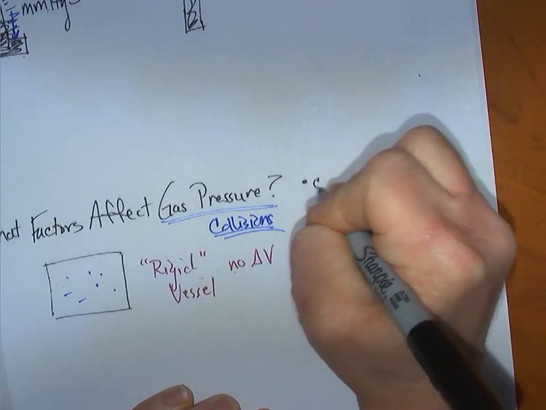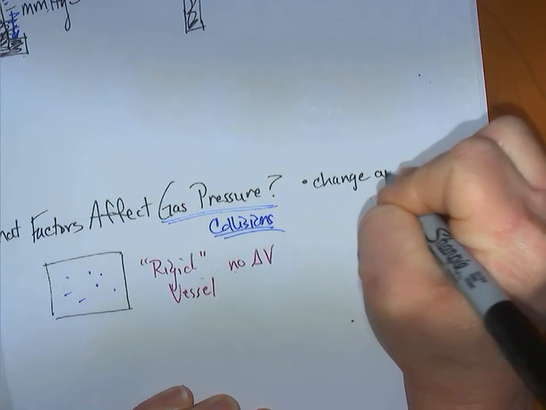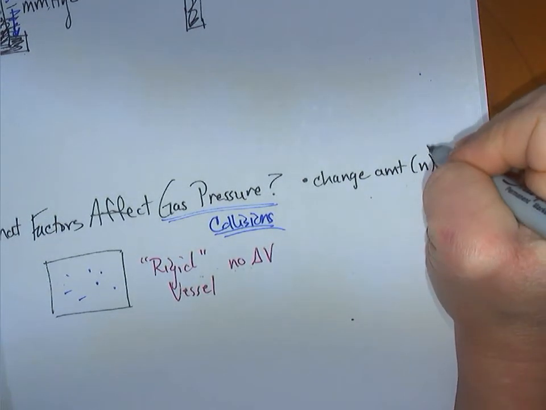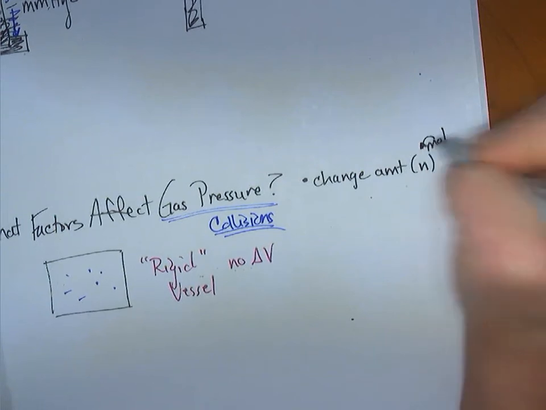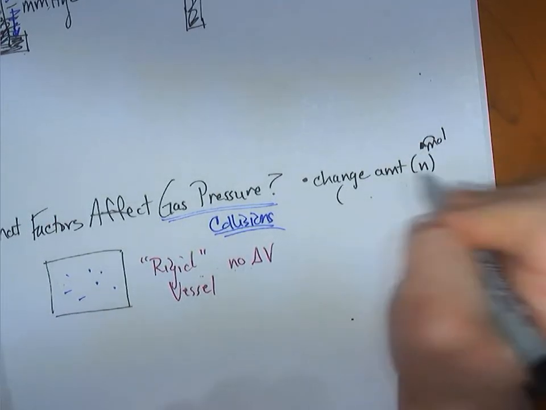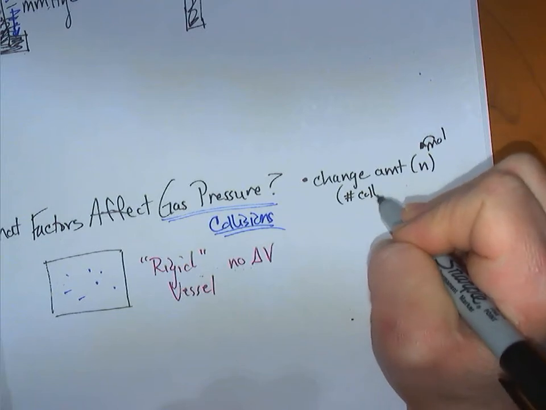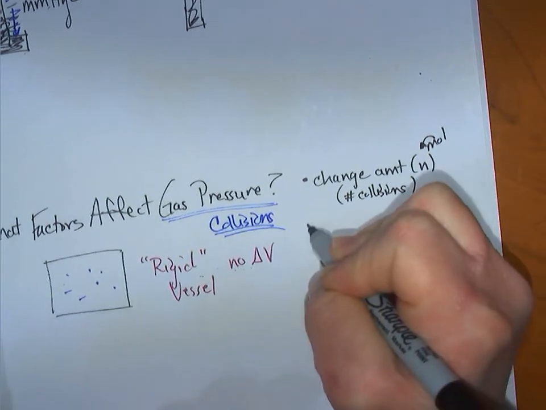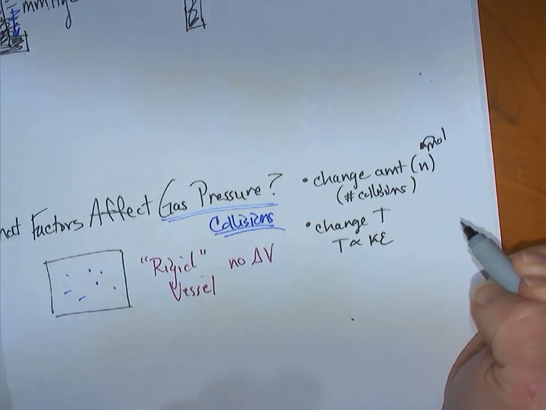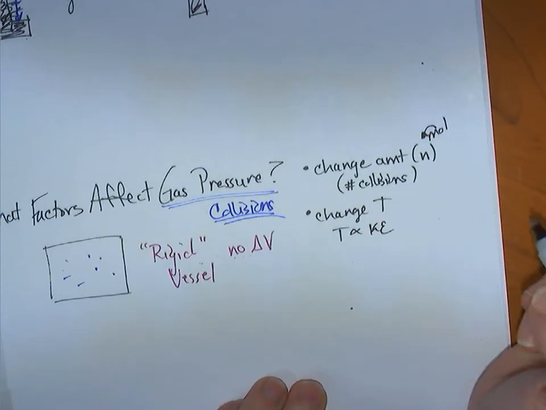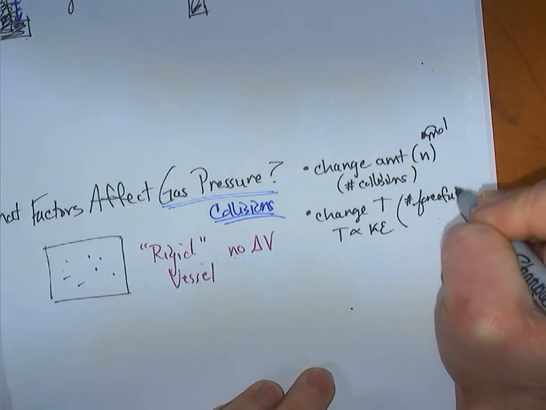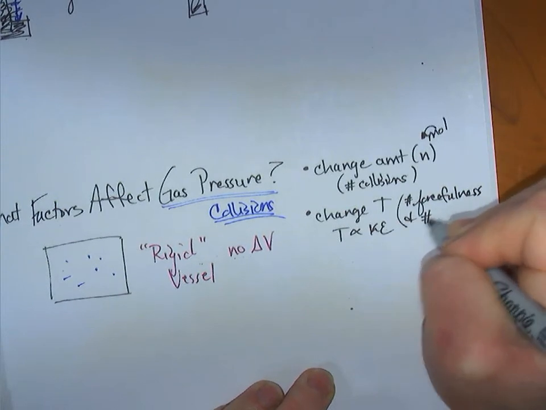Well, what if we would change the amount? Now, remember, we use a lowercase n to represent moles. So we could change the moles. If we have more, there's going to be more collisions. If we have less, there's less collisions. So changing the amount impacts the number of collisions. We could also change the temperature. Temperature is directly related to kinetic energy. So if we increase temperature, we increase kinetic energy, that will impact the forcefulness and the number of collisions, both.